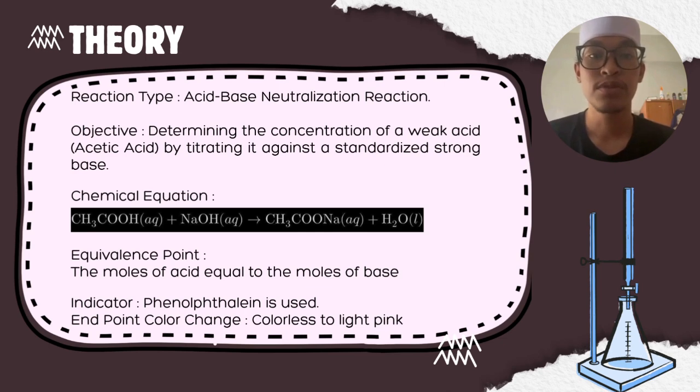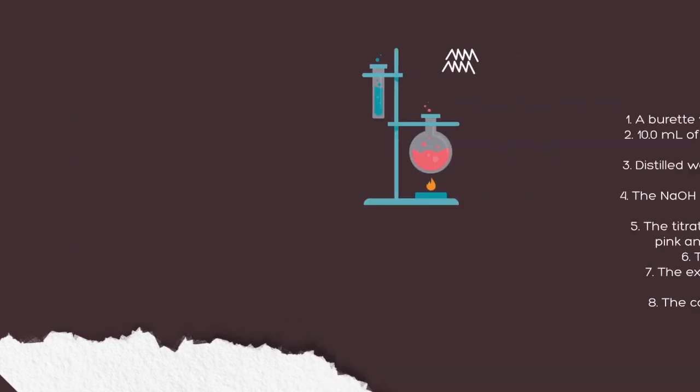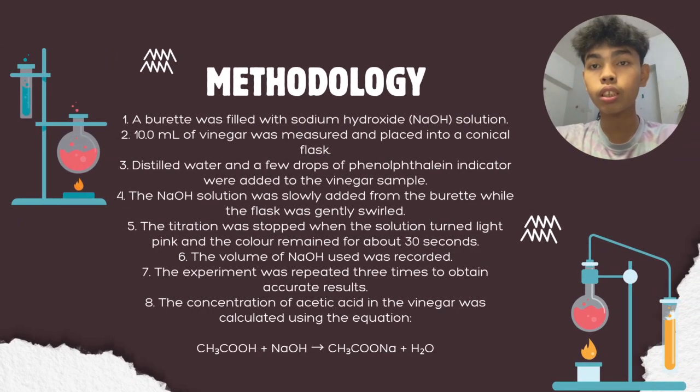To visually capture this moment, we use a phenolphthalein indicator. The moment our solution permanently changes from colorless to a very faint light pink, we have hit our endpoint. So today I will explain about the methodology of volumetric analysis.